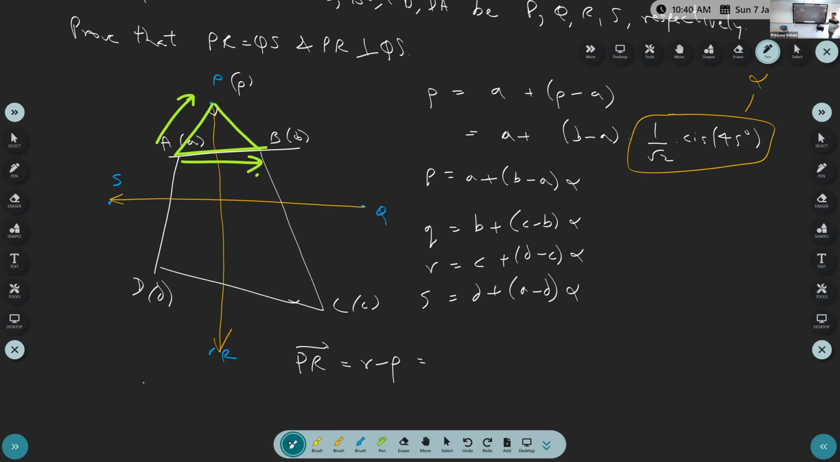And always, if you want to find a vector expression, it is the end minus the start. The tip of the vector minus the head, or whatever it is called, but basically the ending point of the arrow minus the starting point of the arrow. So therefore this can be written as C minus A plus, and QS can be written in the same way as S minus Q.